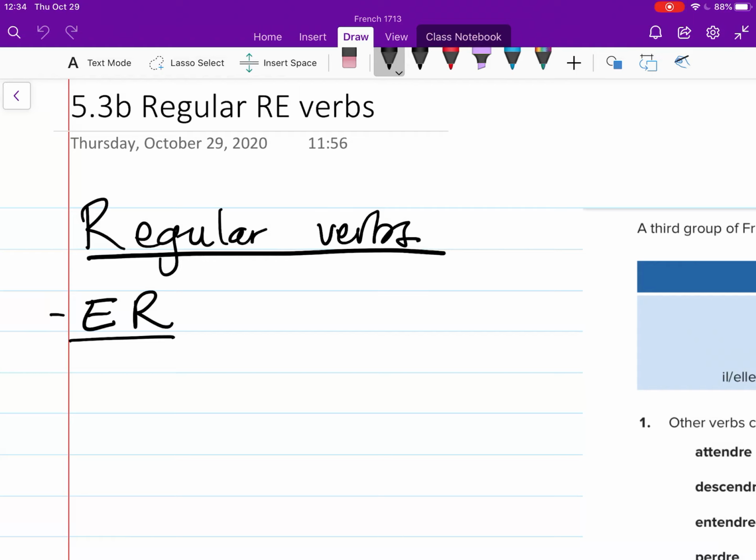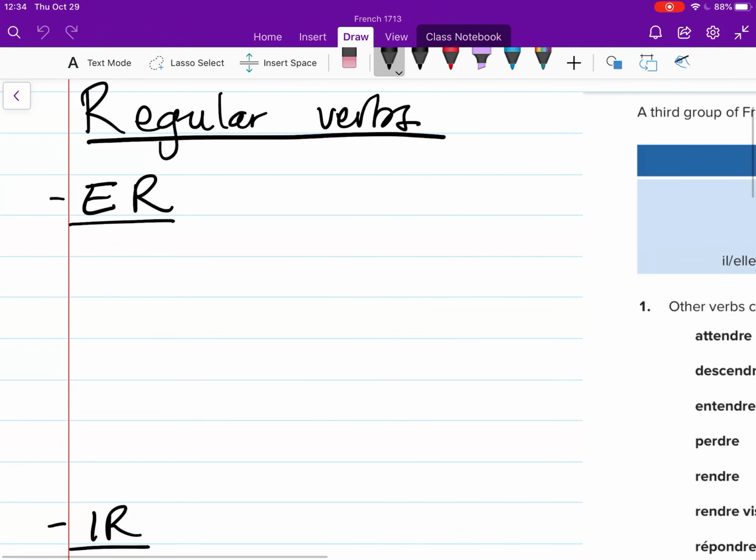Before we get into our last set of RE regular verbs, I wanted to do a review of the other regular verbs that we have already done. So our first set is going to be the regular ER verbs, like, for example, parler. As a reminder, what you need to do here is take off the ending, the ER, and then add your endings to conjugate this correctly.